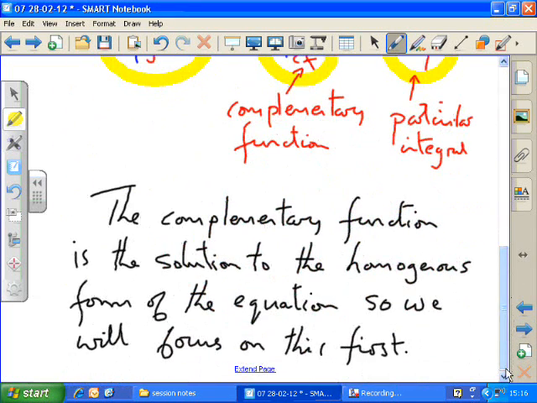Okay, so we're going to concentrate on the solution to these homogeneous second order ordinary differential equations. Just think for a moment what that means. Homogeneous second order ordinary differential equation.